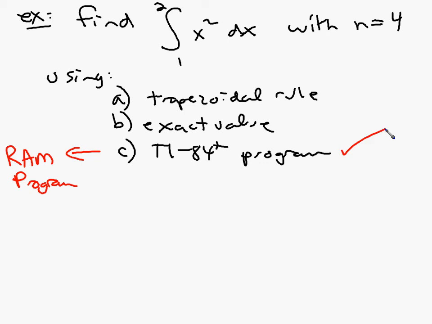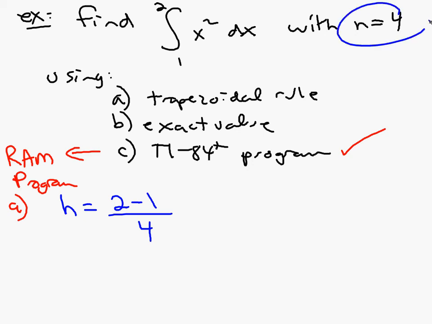All right, so let's do part A. If I'm going to do part A, then I need to use the formula. Well, first I need to calculate h. h is going to be 2 minus 1 divided by 4. You subtract the limits of integration, right? And then you divide by how many intervals we have, which was 4. So this is going to be 1/4.